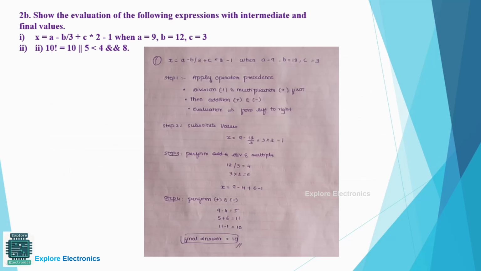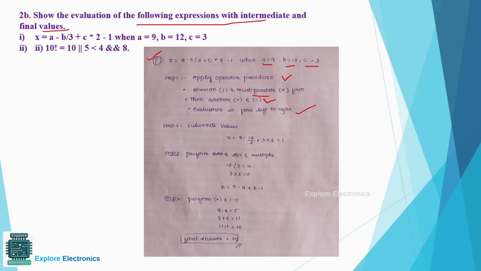Now let us go to B. Show the evaluation of the following expressions with intermediate and final values. Now we have to evaluate this part. Okay, the first expression, let us evaluate. They have given values also: A is equal to 9, B is equal to 12, and C is equal to 3. First step, we have to apply operator precedence. First we have to perform division and multiplication, then addition and subtraction. Then we always have to evaluate from left to right. This is very important.